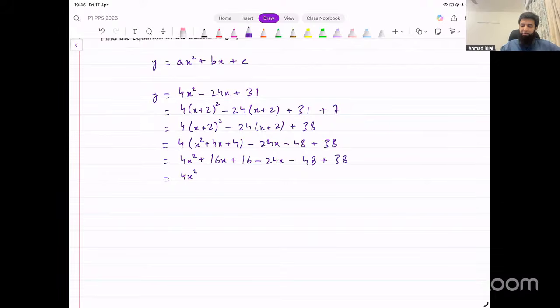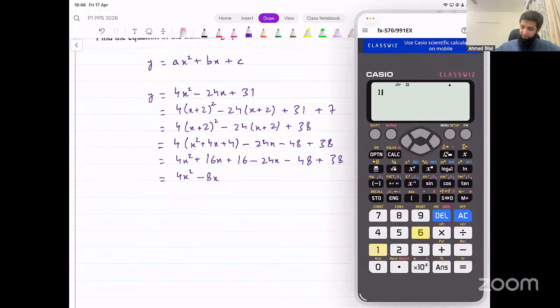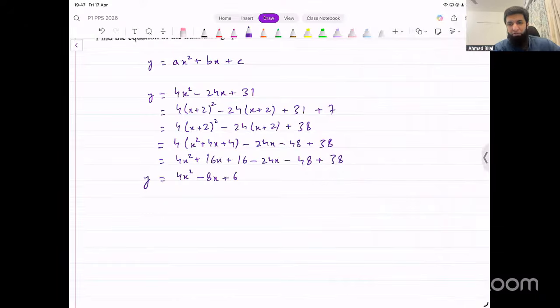Can somebody add the x terms? We only have 2 x terms. That will give us minus 8x. And the constants: 16 minus 48 plus 38, that will just turn out to be 6, right? Yeah, that's the function. Now, this is one way of doing this.